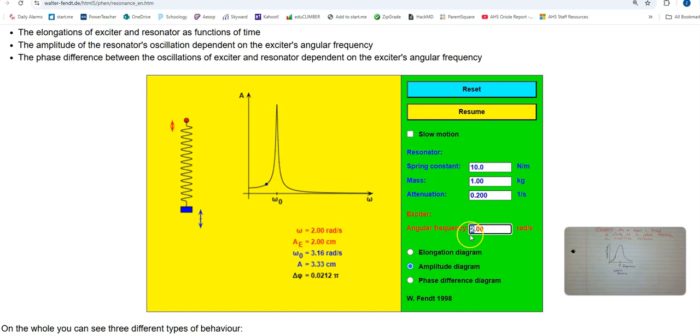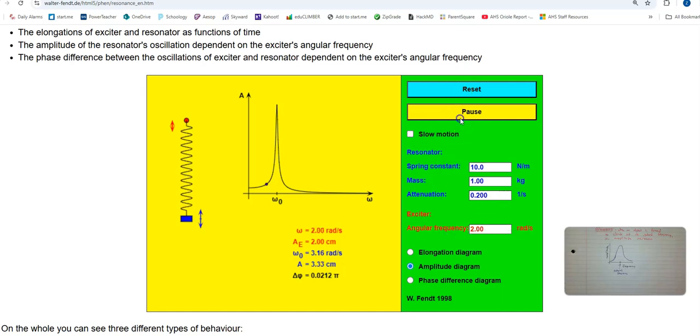Can I change that here? Let me see. How do I change it? If I increase this frequency to 3.33 and then start it, you'll see I'm going to get resonance. It's going to be going faster and faster, right? Because the idea is I'm pushing it up and down at the same frequency that it naturally wants to go at.